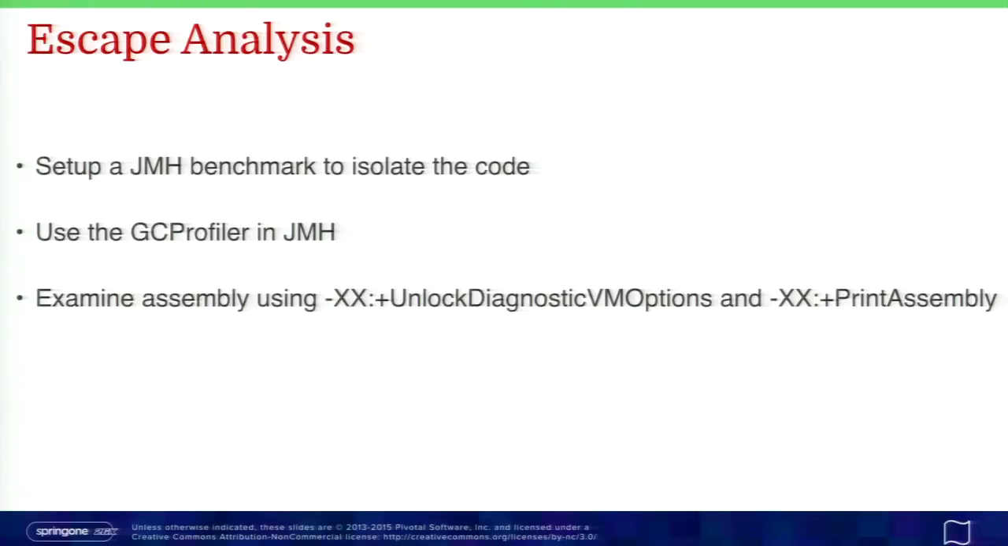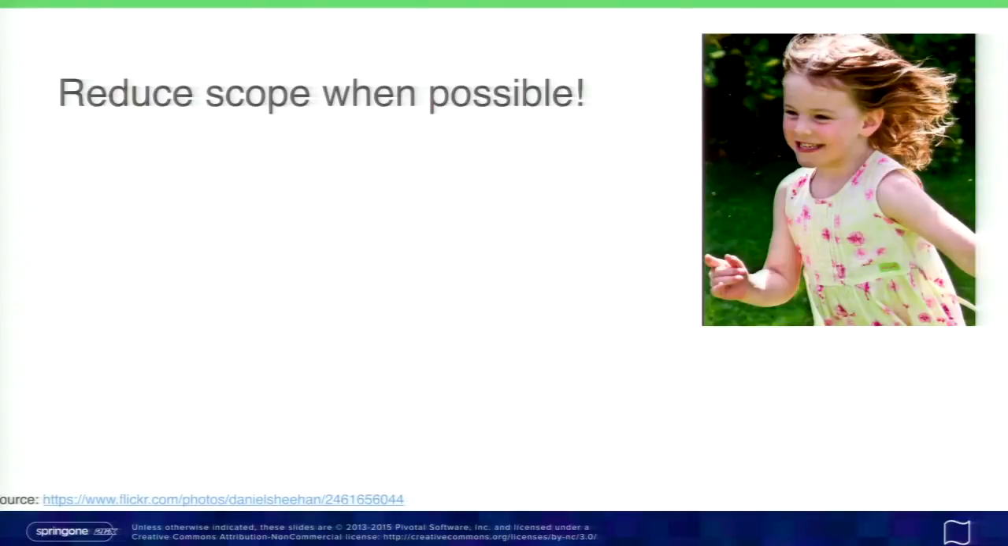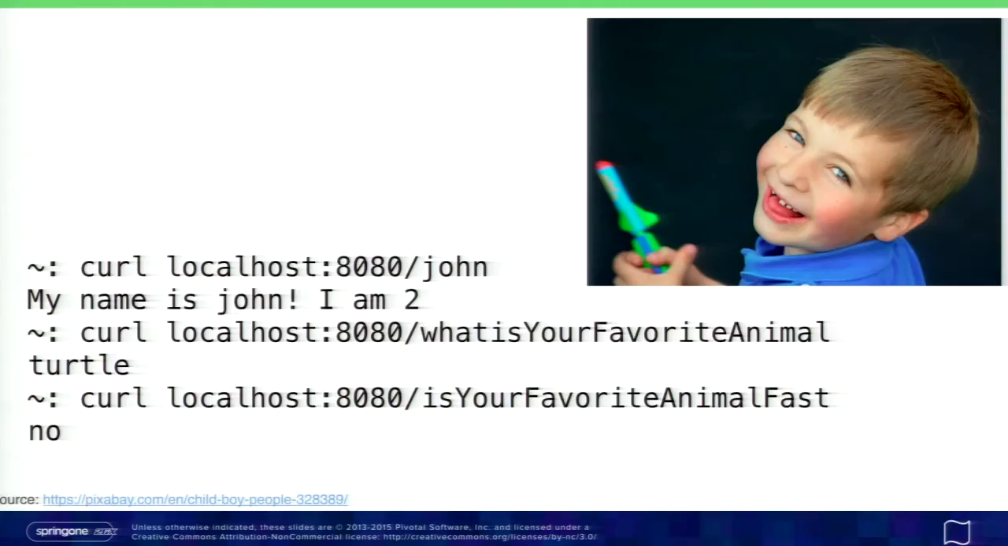So here, what have we done? We've written a JMH benchmark. We looked at the GC profiler. And we also looked at the assembly, the print assembly. And we go back to Sarah. We tell her reduce scope whenever possible. All right. Sarah is getting a little tired doing addition, so we're going to move on to John.